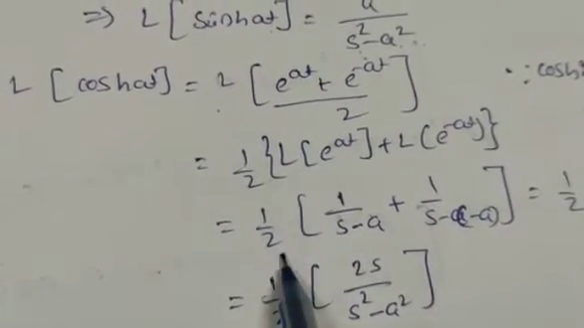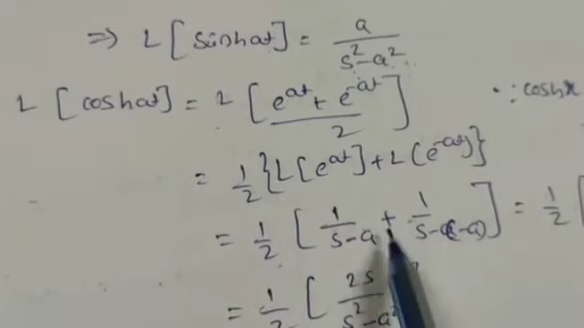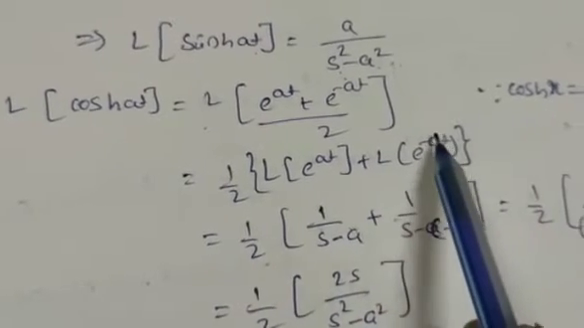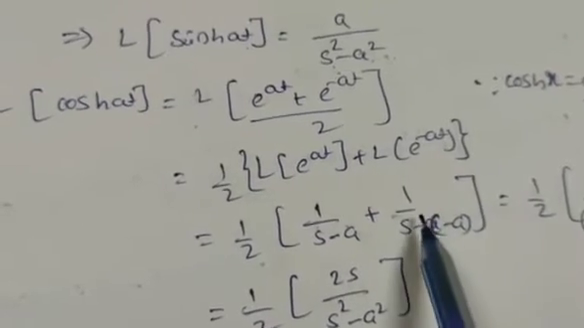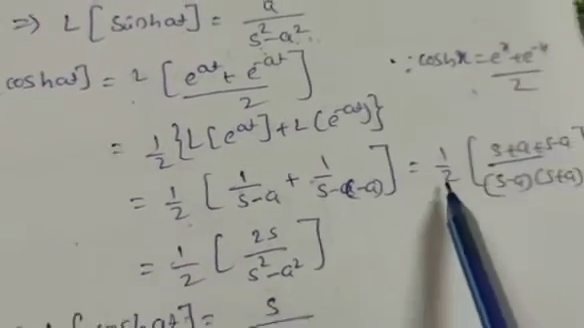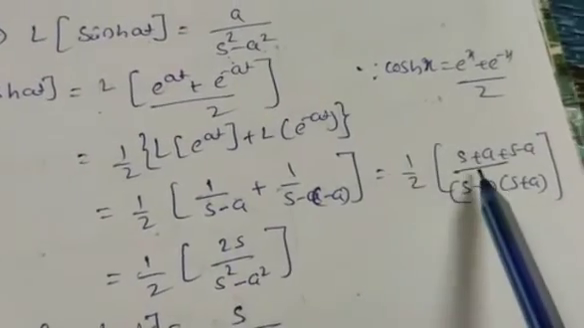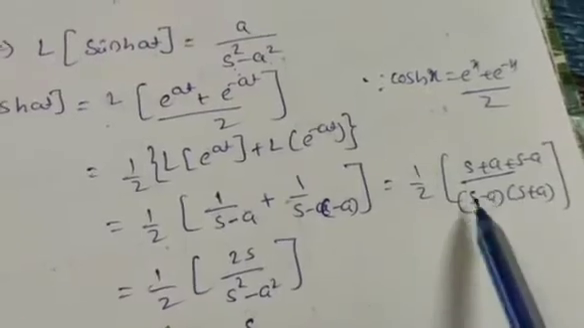So here, 1 by 2, the Laplace transform of e raised to at, just now we studied, is 1 by s minus a, plus the Laplace transform of e raised to minus at. In place of a, we have to put minus a. So it is 1 divided by s minus of minus a. It is equal to 1 by 2 times (1 by s minus a plus 1 divided by s plus a). Take LCM and cross multiply.